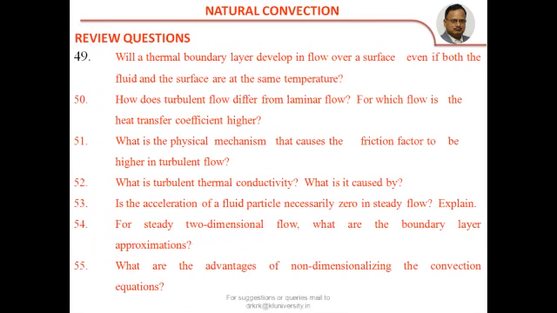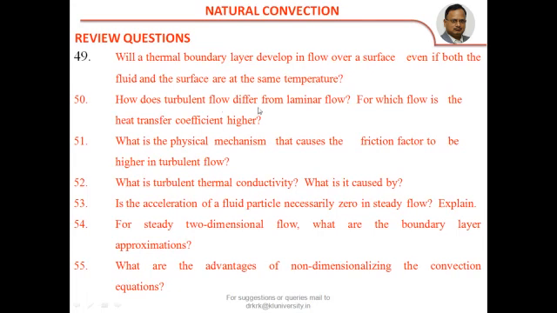Now we have finished the forced convection, external flow, internal flow, and natural convection. So let us quickly take some review questions, try to answer these questions, otherwise I will provide the answers in the coming sessions. Will a thermal boundary layer develop in flow over a surface even if both the fluid and surface are at the same temperature?